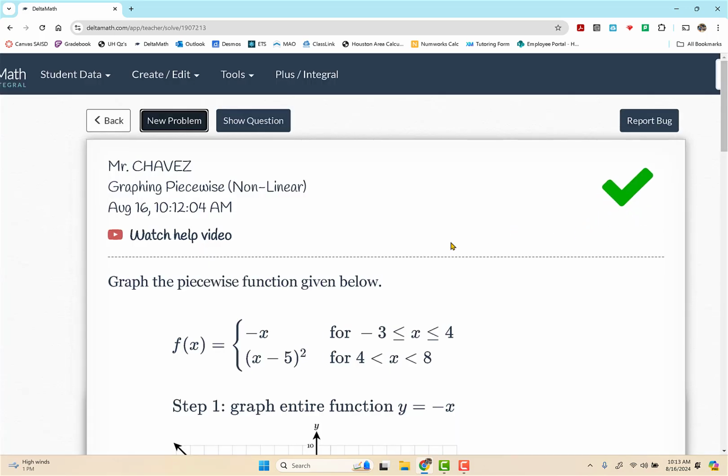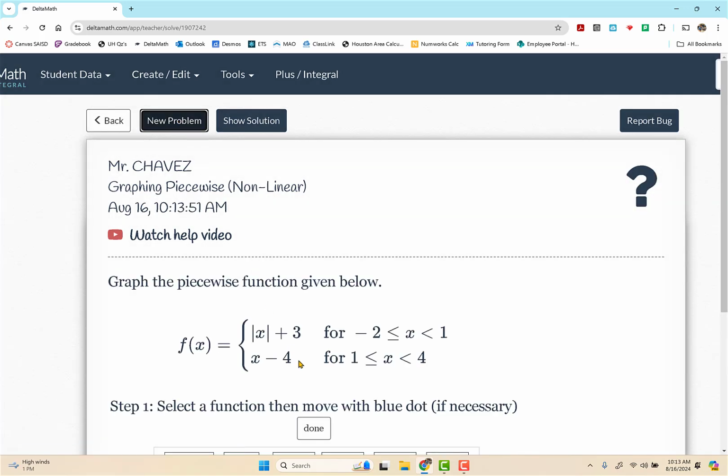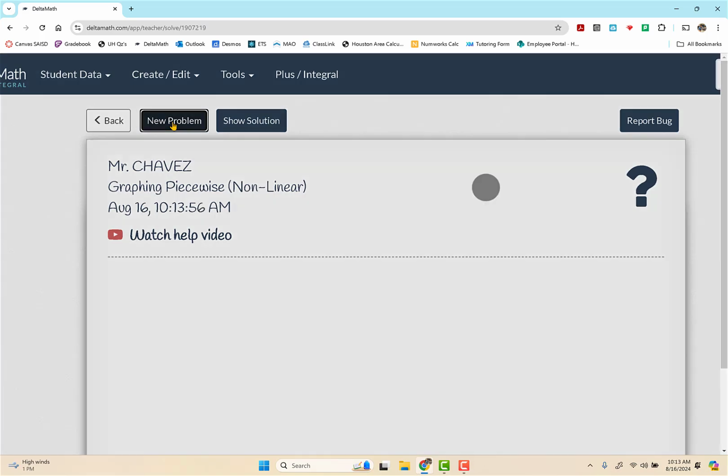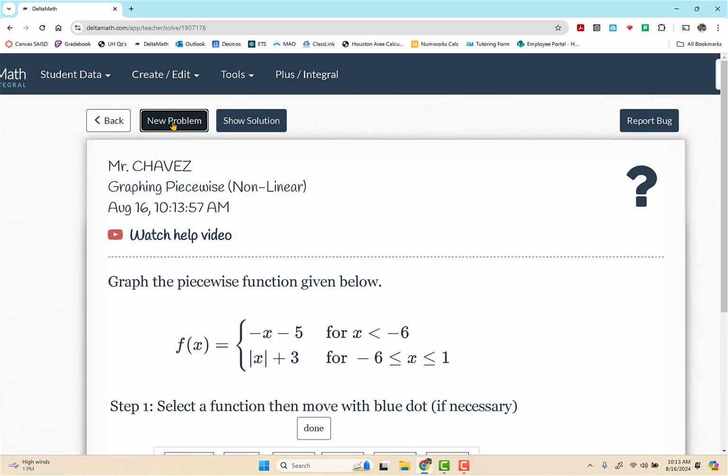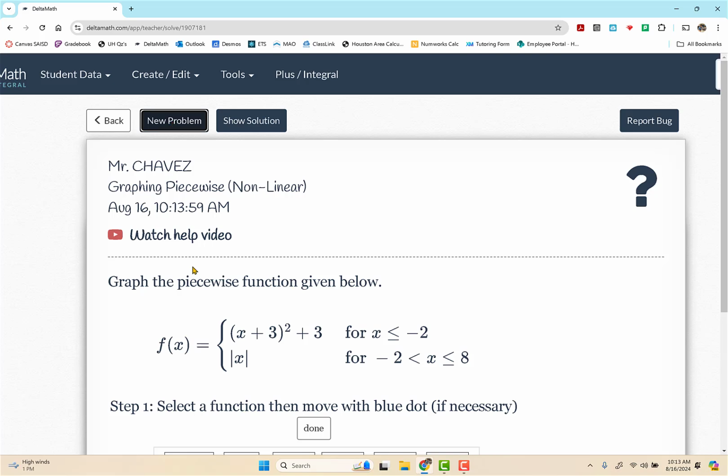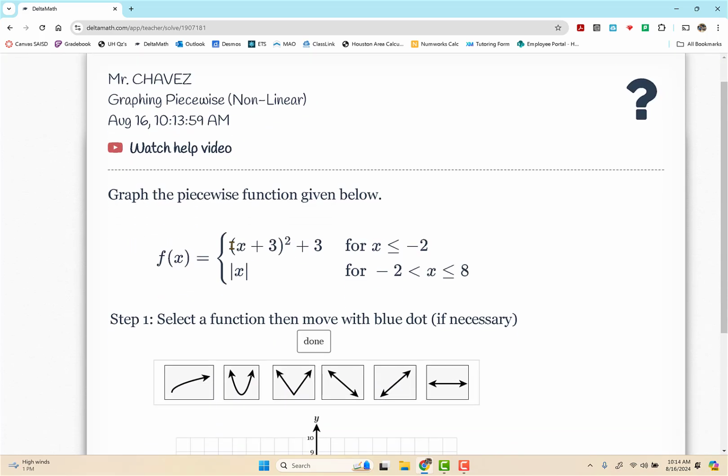There it is. Let's do one more because I don't like that it was just centered at the x-axis. Let's see. Nope. That's too easy. Nope. There we go. All right, look at this. So you guys can see that I'm not just doing the easy ones. I want you guys to see this is a parabola centered at -3, 3. Do you guys see that?